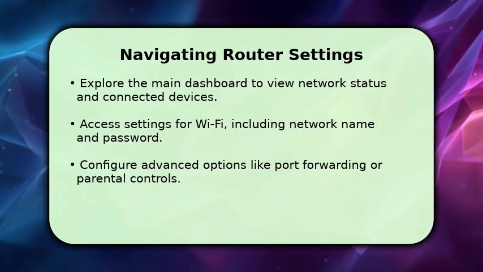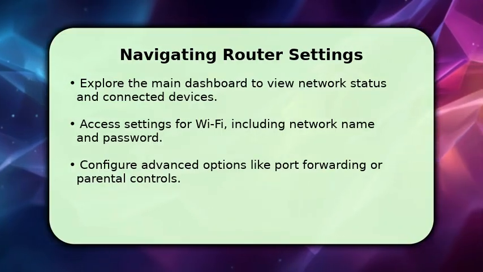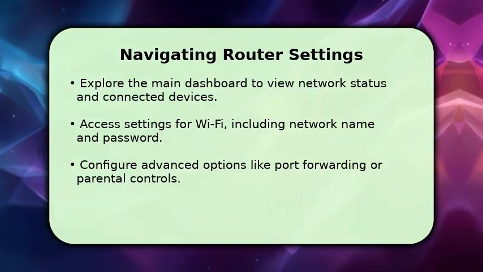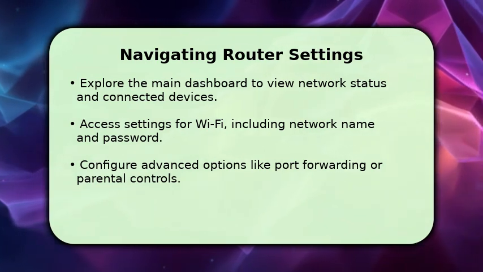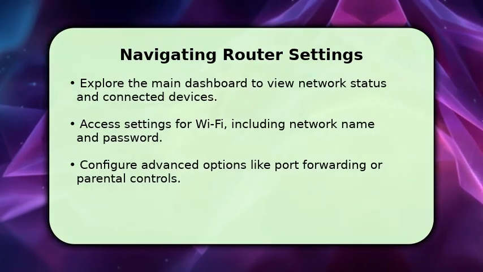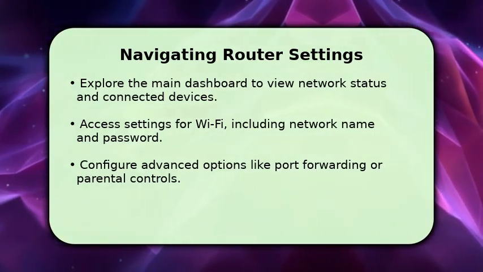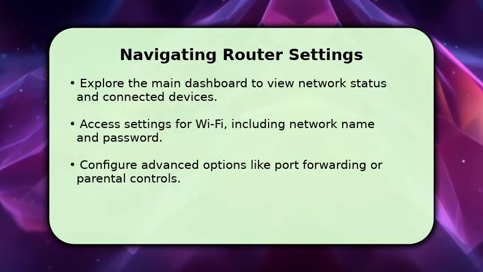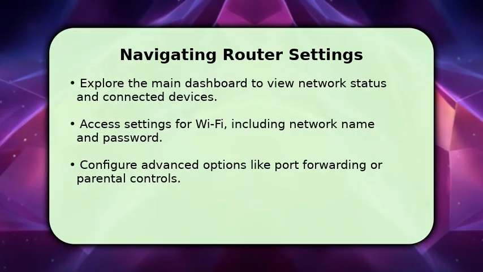After successfully logging in, you'll see the router's administration interface. Take a moment to explore the main dashboard, which provides an overview of your network status and connected devices. You can navigate to sections for Wi-Fi settings to change your network name or password. Additionally, advanced users can find options for port forwarding, firewall rules, or parental controls to customize their network further.